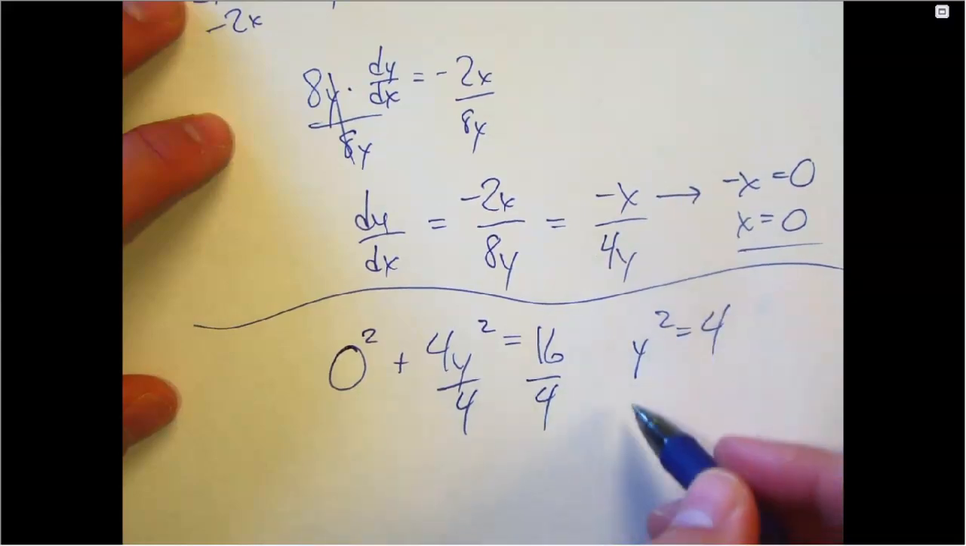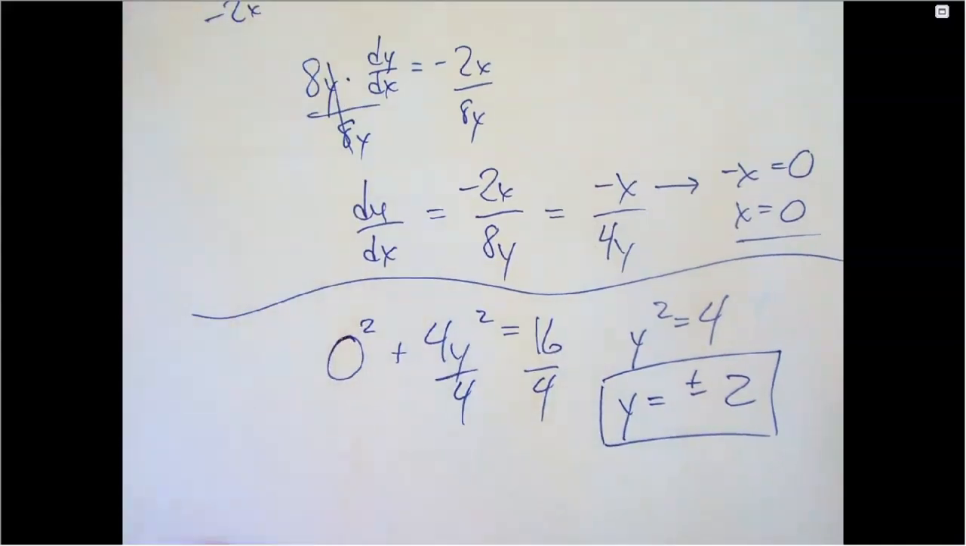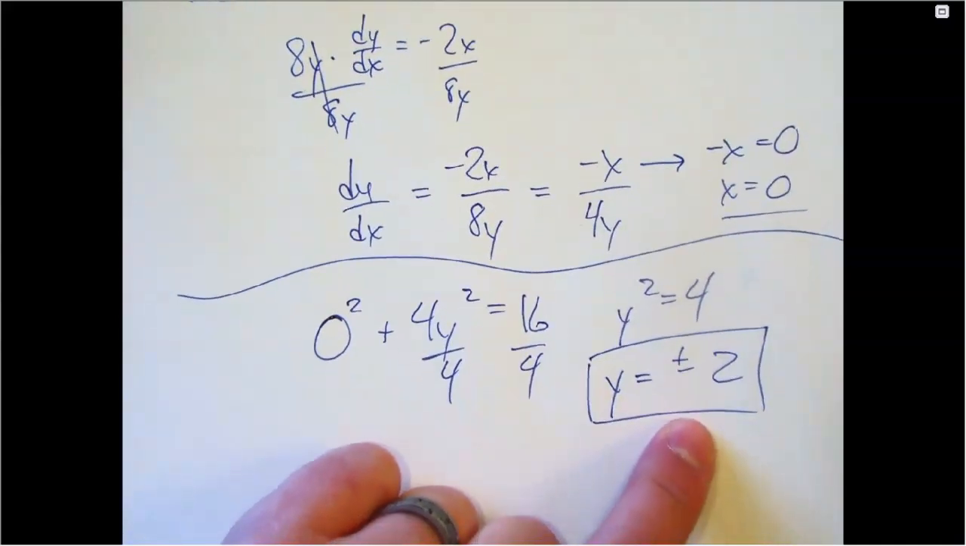And if I solve that, how many solutions are there? 2. And those would be the equations of your tangent lines. Would be y equals 2 and y equals negative 2. Remember, it's an equation of a tangent line. Don't just tell me like 2 and negative 2.